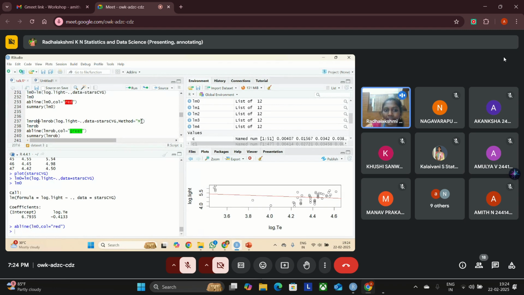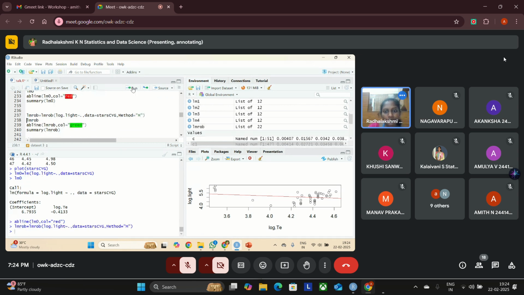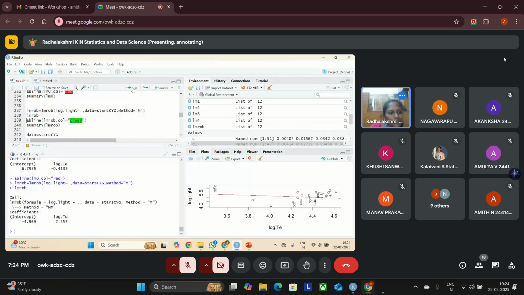Now we are going to do M estimation only. So I'm just fitting the robust model for the whole star CYG data set. I have not omitted or deleted any of the observations. The whole data set, whatever it may be, I'm just doing the robust fit. So these are our coefficients. We are getting the intercept and the log dot t. You just see the coefficient itself.